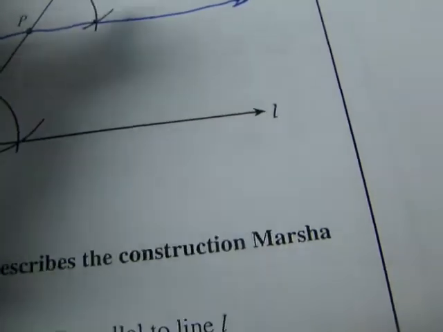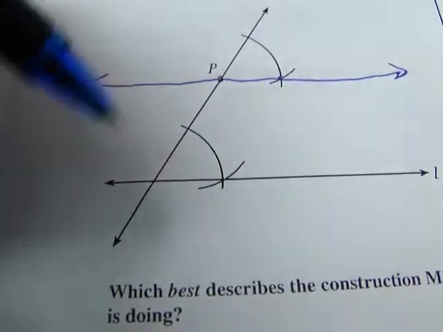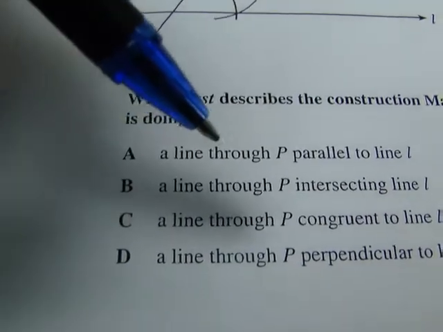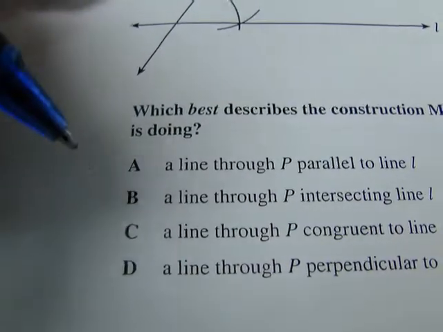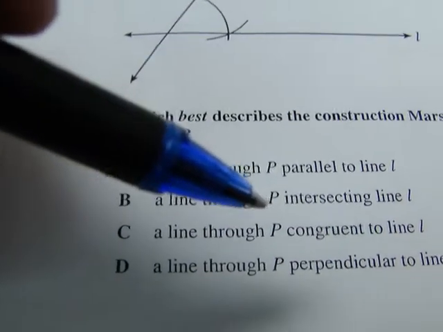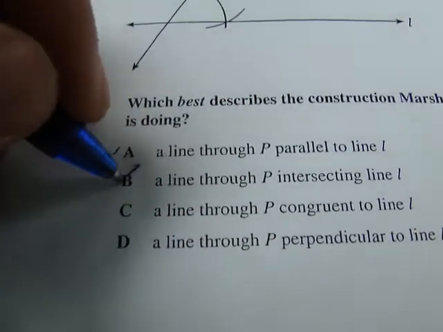And when you've got that intersection, you can see what's happening here. This line here that we're drawing is parallel to line L. So, what is she constructing? Well, A, a line through P parallel to line L. That sounds really good. Or B, a line through P intersecting line L. Well, it's clearly not intersecting line L, so it can't be that.